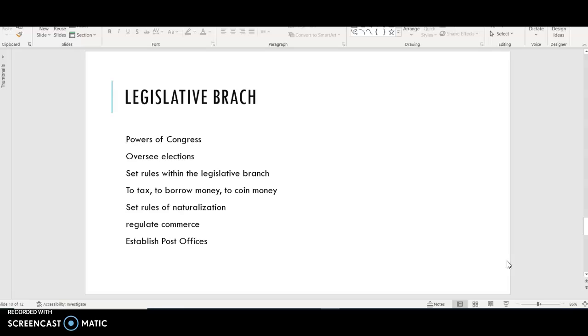The legislative branch, they have the power. These are the powers of Congress. They can oversee elections. So if there are any election problems, it goes to the Senate for the Senate to vote on specific issues. They set rules within the legislative branch. So if there are problems within the legislative branch, they're the ones that will fix them, or they will change things on how they are run. They get to tax. They're the ones that borrow money, and they're also the ones that print money in the United States. It is all through the legislative branch.